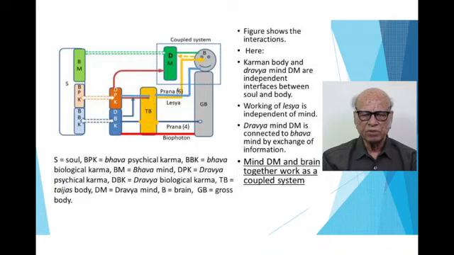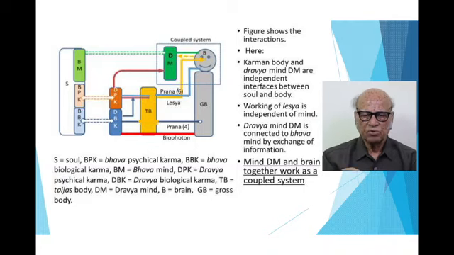Because our mind is always acting, hardly do you find any time when your mind is silent. It is working all the time. There are, of course, cases, as we discussed earlier, like meditation, when the mind is silenced, but ordinarily the mind is active. Then I have shown a coupled system written at the top and an envelope drawn around the dravya mind and the brain. So the dravya mind and the brain are a coupled system. They work together.